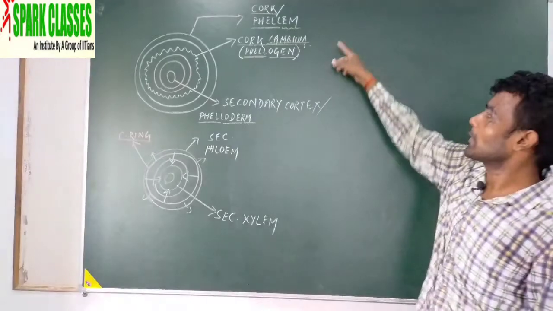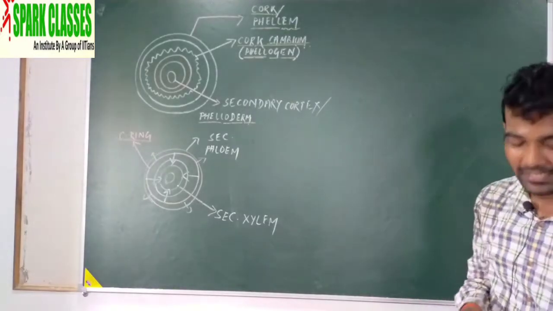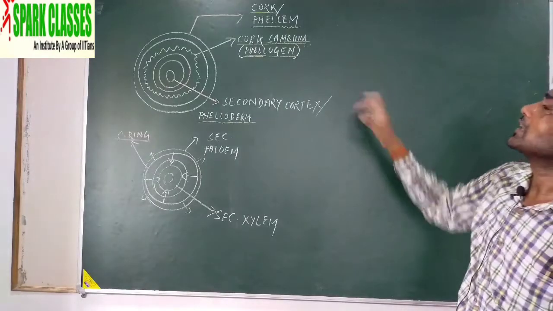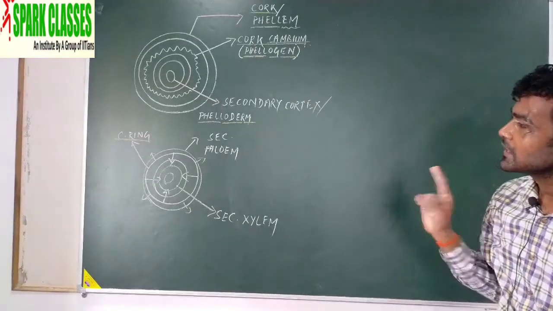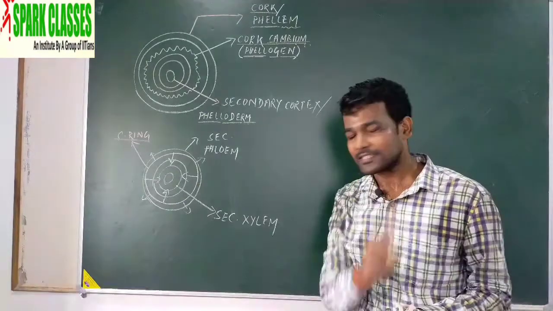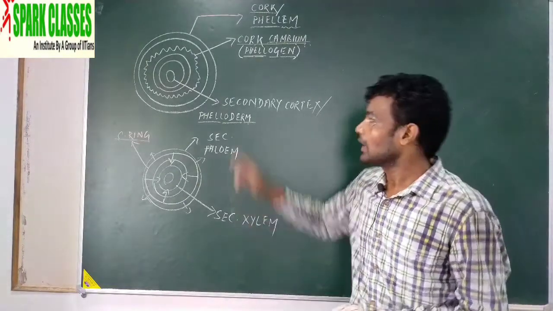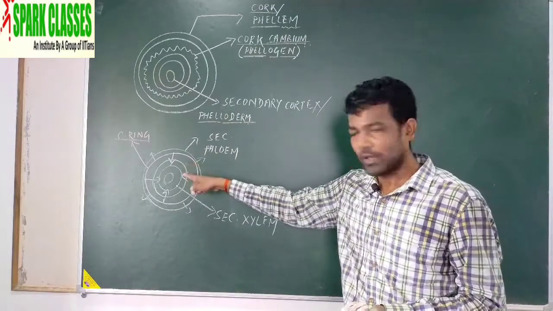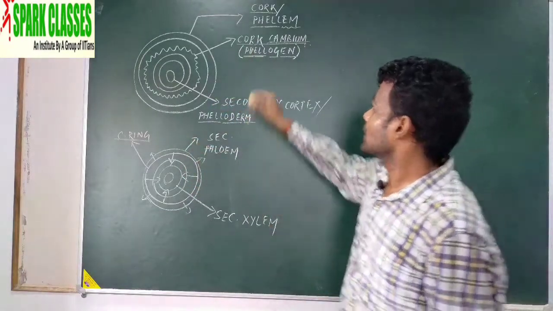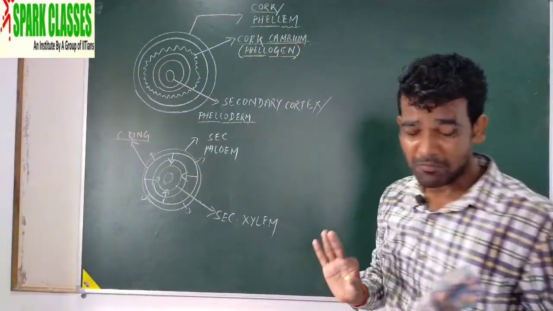So always the number of layers will increase towards the inner side. As depth increases, the number of layers increases. This completes your secondary growth. So secondary growth takes place in two places: inside the xylem and phloem, that is the cambial ring, and another part called the cork cambium or phellogen.